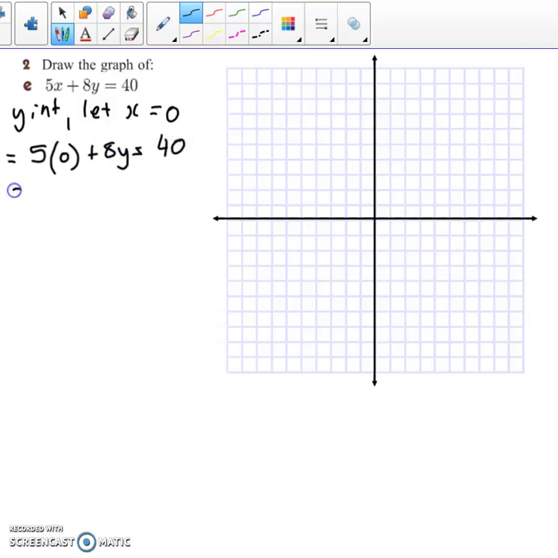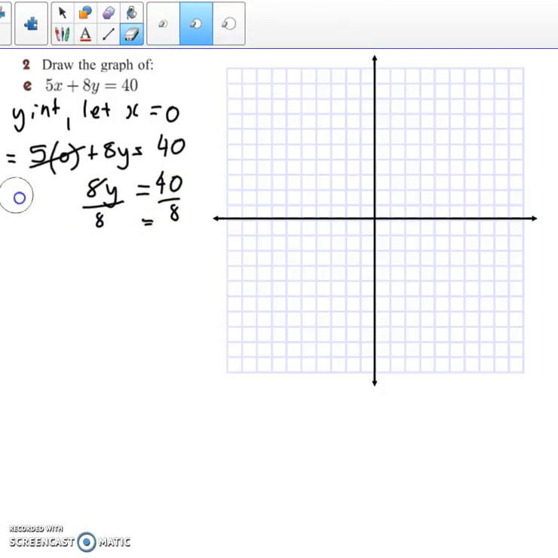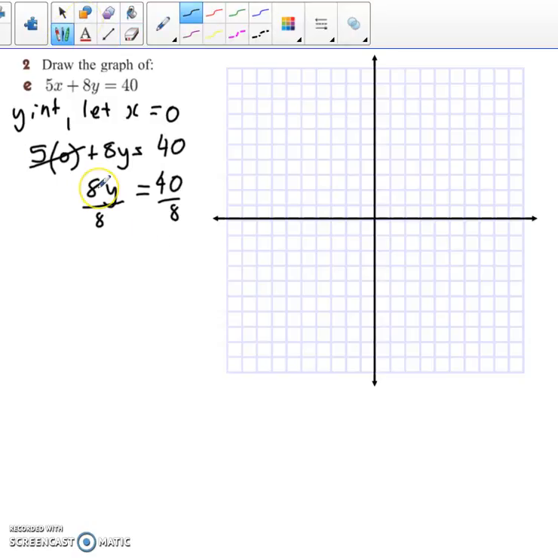It would be 5 times 0 plus 8y is equal to 40. From here we know that 5 times 0 is nothing, so we can exclude that one. Leaves us with 8y is equal to 40. We then can divide both sides by 8, leaving you with y because they will cancel. 40 divided by 8 is 5. So we know our y-intercept is 5. So if we go on to the y-axis, so 1, 2, 3, 4, and go to the 5th. So we plotted the point for the y-intercept.